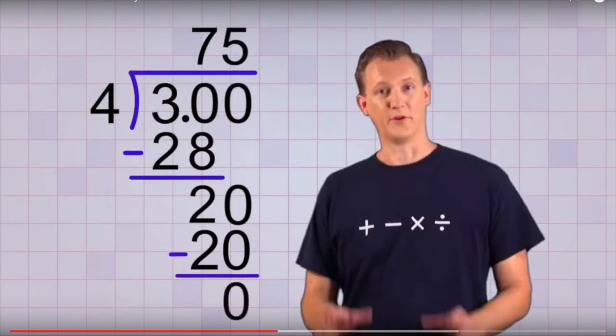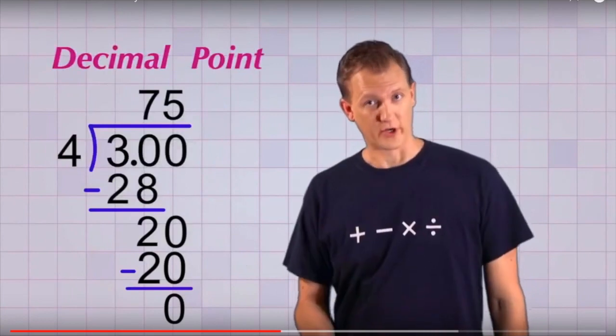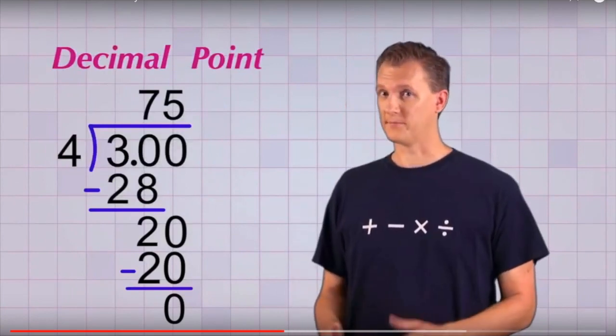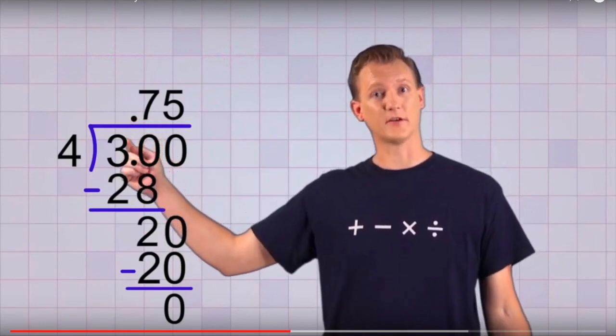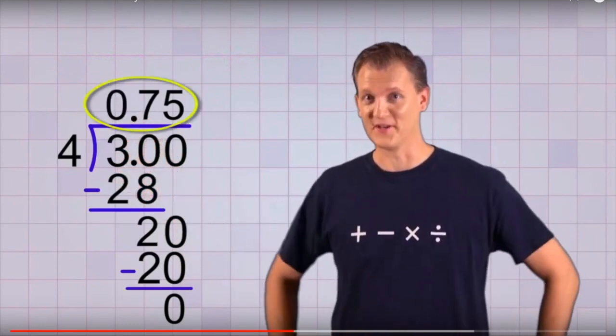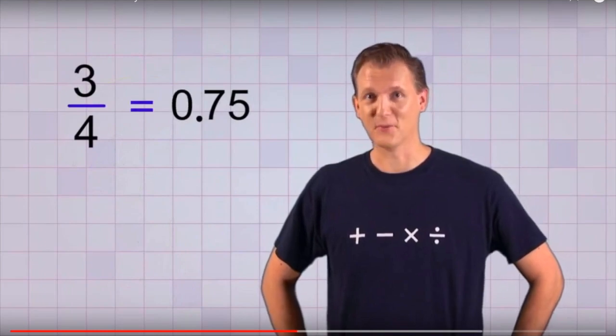Oh yeah. But don't forget, we need to include the decimal point in our answer. Now if you've kept your columns lined up like I have, you'll see that the decimal point goes right here. And that makes our answer 0.75. So the decimal value of 3/4 is 0.75.